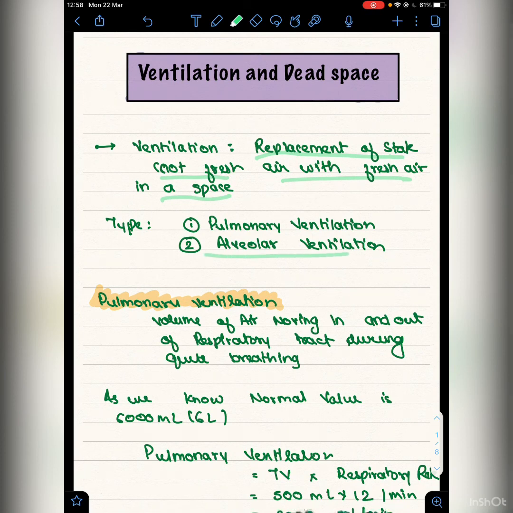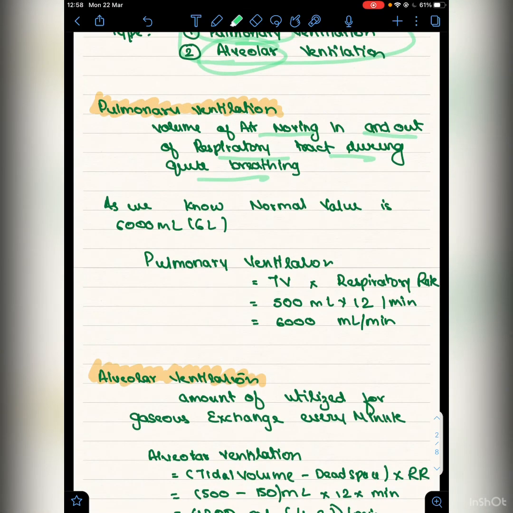When a person expires, he removes that stale or non-fresh air. There are two types of ventilation, pulmonary and alveolar. Pulmonary ventilation is the volume of air moving in and out of the respiratory tract during quiet breathing. We have seen in our other videos that tidal volume is the amount of air that is brought in and out during quiet breathing.